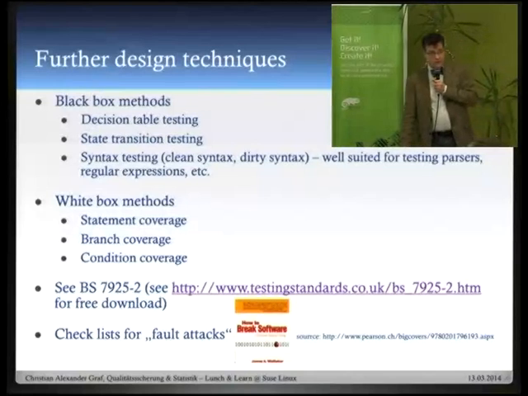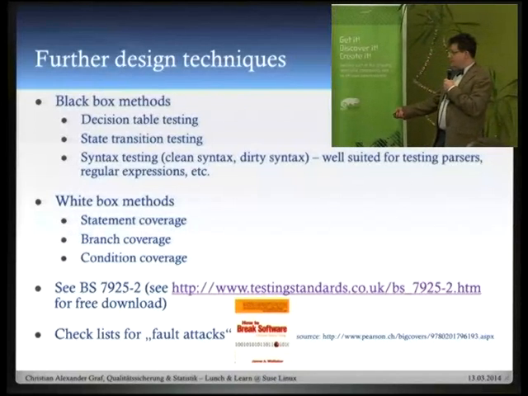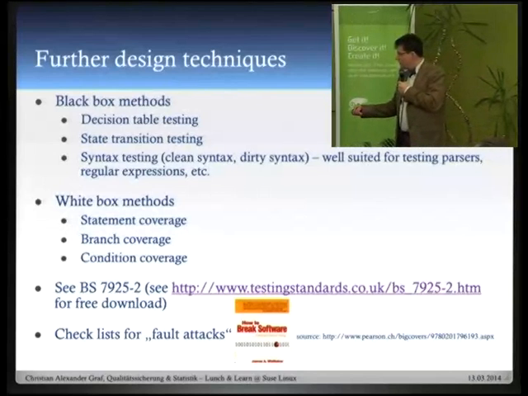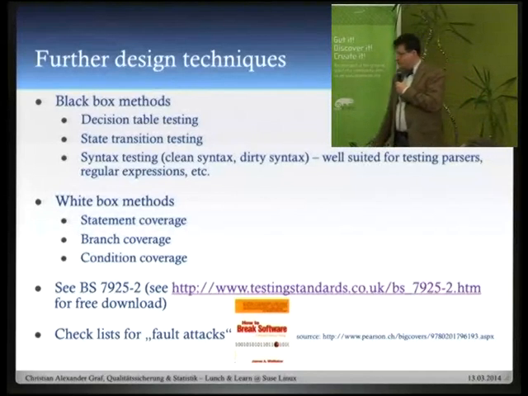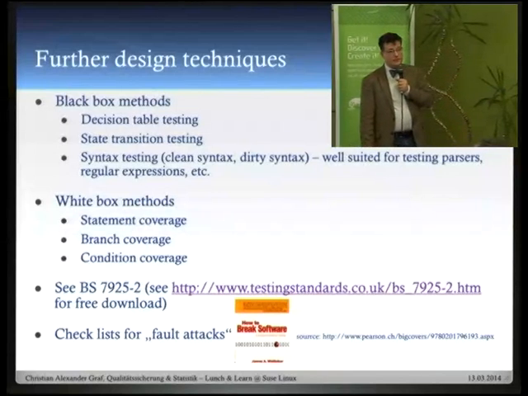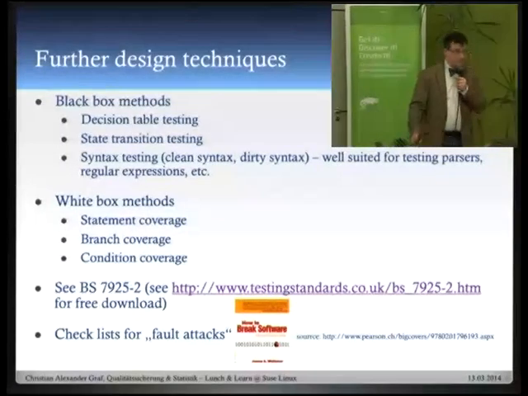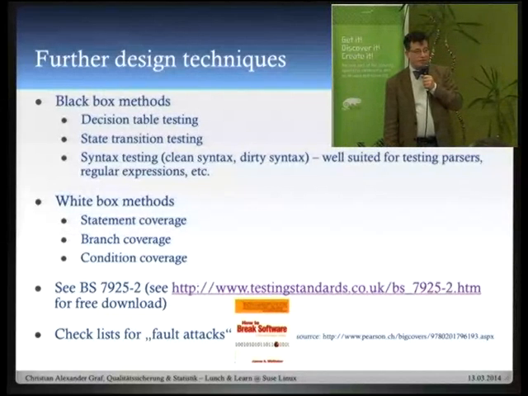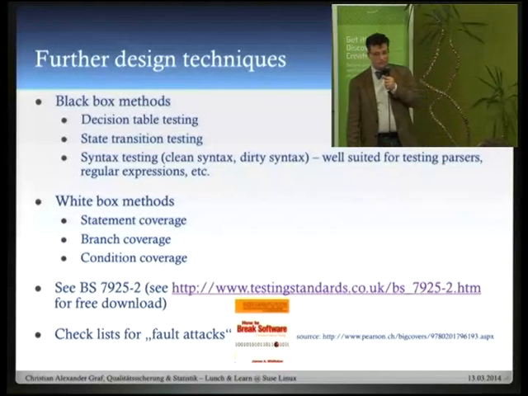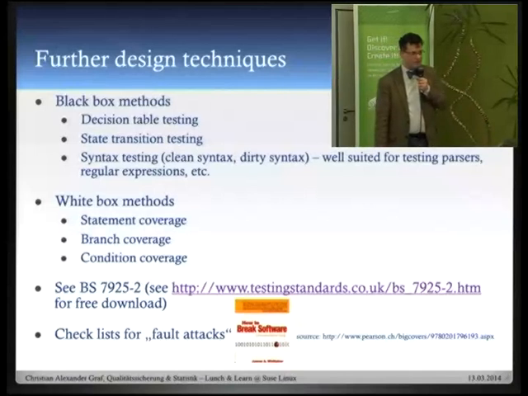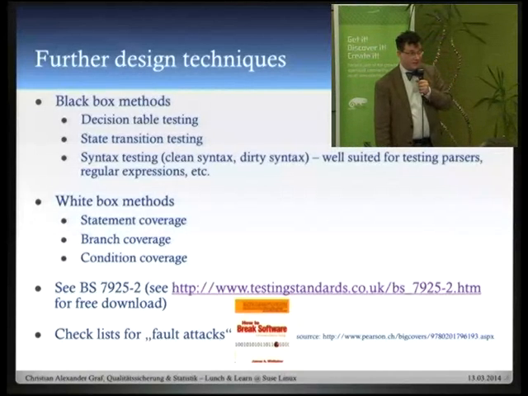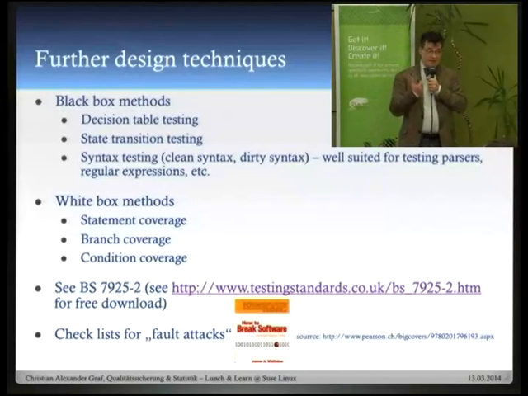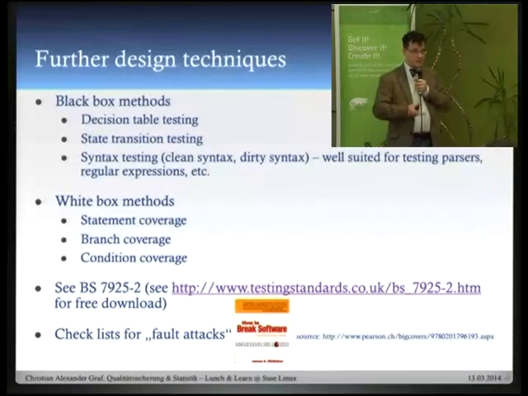Okay, other things that you can use are checklists for fault attacks. There's a book by James Whittaker about such fault attacks. Checklists help to a great extent. Just one example: you add something like a trace routine to your program, which writes a log into a file. And the specification is, once the file has reached a certain size, a second file should be opened. A typical fault in this situation is the second file is never opened, but the first file is overwritten.